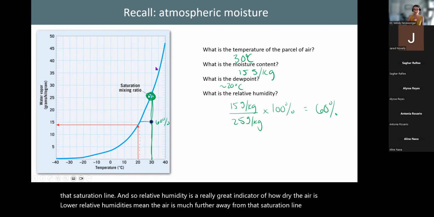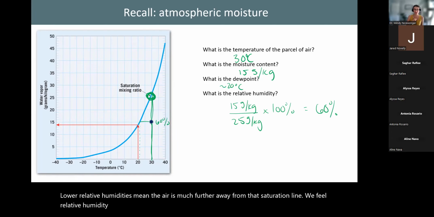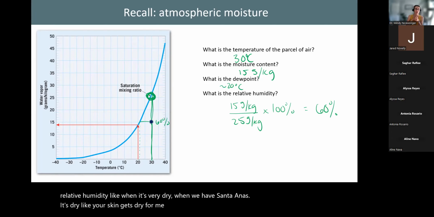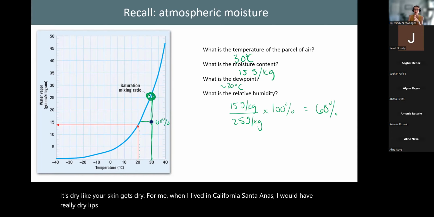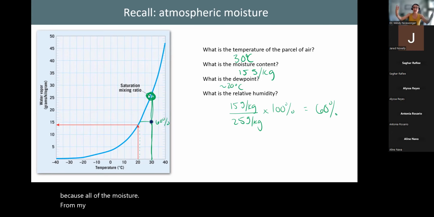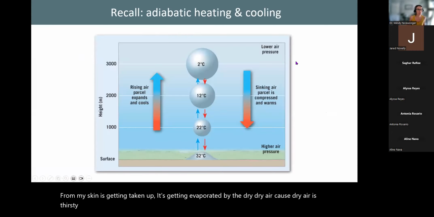We feel relative humidity. Like when it's very dry, when we have Santa Anas, it's dry. Like your skin gets dry. For me, when I lived in California, Santa Anas, I would have really dry lips. My skin would get dry on my fingernails, my cuticles, right? So why? It's because all of the moisture from my skin is getting taken up. It's getting evaporated by the dry air. Okay, because dry air is thirsty air.